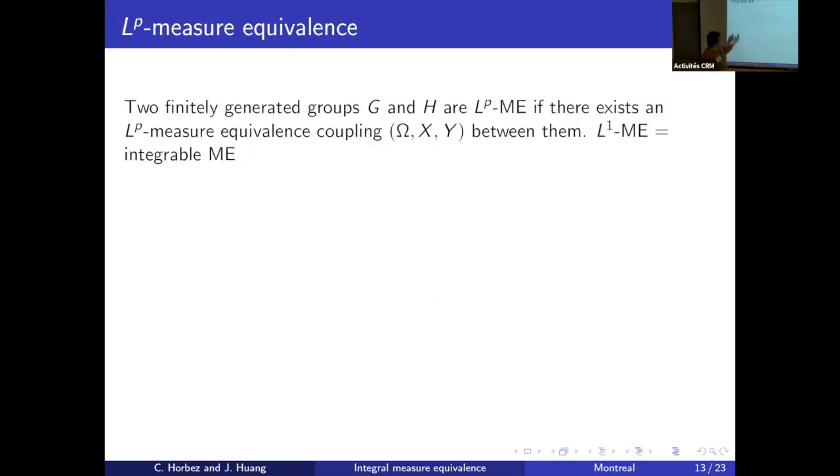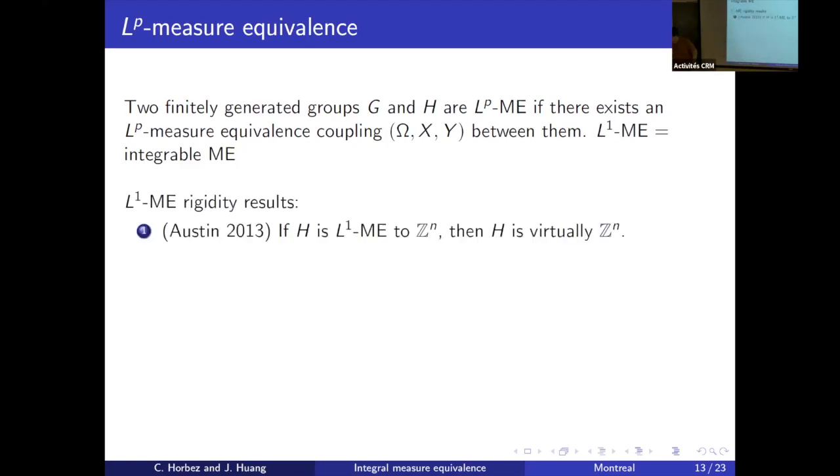Now I'm going to define two finitely generated groups to be LP ME if there's an LP metric equivalence between them, and L1 ME is an integral ME. Now here comes the good news. We said before that all amenable groups are metric equivalent to each other. But interestingly, if you add this integrability condition, then it actually detects Zn. This is a very nice result by Tim Austin: if a finitely generated group H is L1 ME to Zn, then H is virtually Zn.